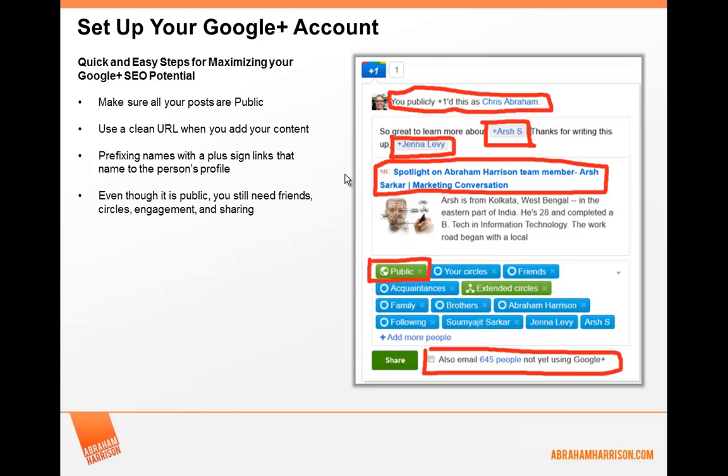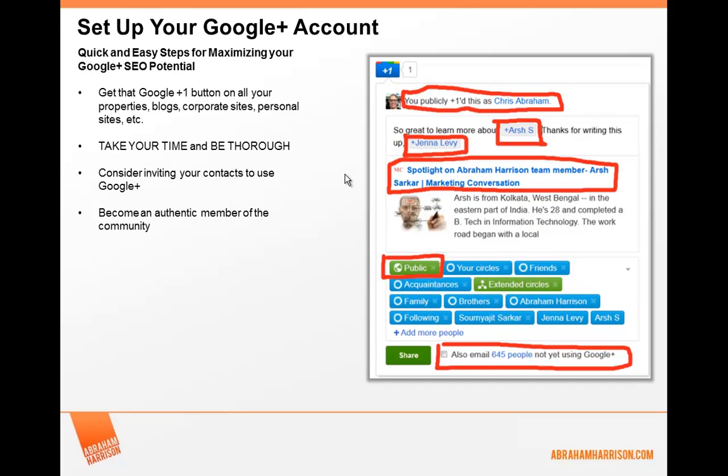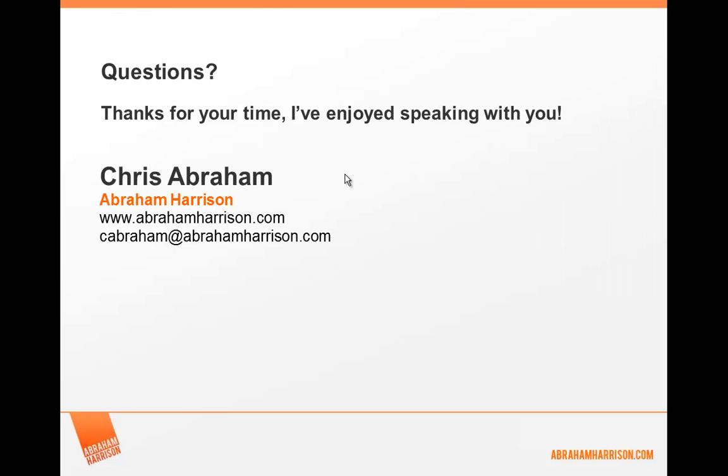Use clean URL when you add your content. Prefix names with the + sign, which allows the links to go to people you work with, or people you like, or people you want to be connected to, who you want to social media flirt with. And even though it's public, still include all of your other circles. Get the Google Plus button on all your properties. There's lots of free plugins for Drupal, Joomla, WordPress, etc. Take your time and be thorough, even though you can edit stuff later. Invite your contacts to use your Google Plus, and then become an authentic member of the community. All right.